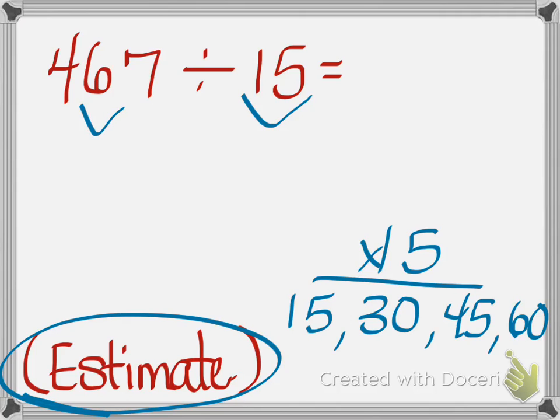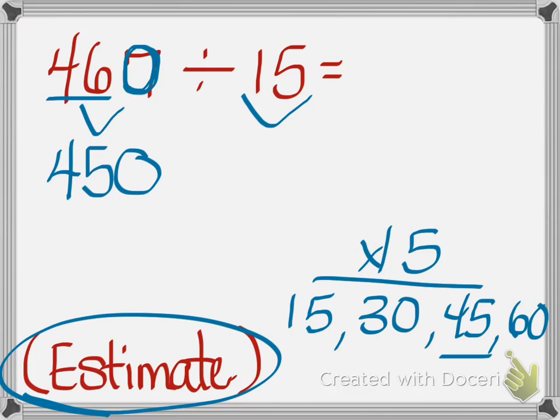Now, I'm always going to change this number to 0, and I'm left with 46. 46 is not a multiple of 15, but 45 is. So I'm going to change 46 to 45 and bring down that 0 too. So I've got 450 divided by 15. Now I just use my division skills. Remember, whenever I'm dividing something with a 0 in the dividend, I can just divide the numbers that are not 0 first and tack on the zeros in the end.